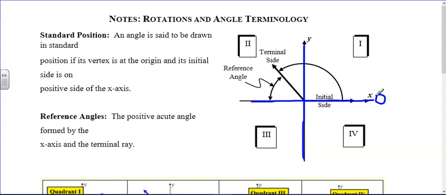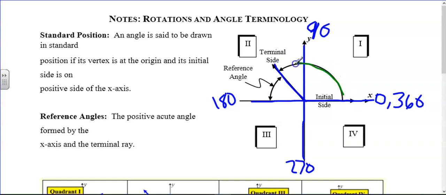So from 0, if I go all the way up, this is 90 degrees. And then I go another 90, and then another 90, 270, and then another 90, and back to 360. So anyway, if I am graphing my angle, the initial side is at 0 degrees. The terminal side is where the angle ends. So from here to here would be my angle.